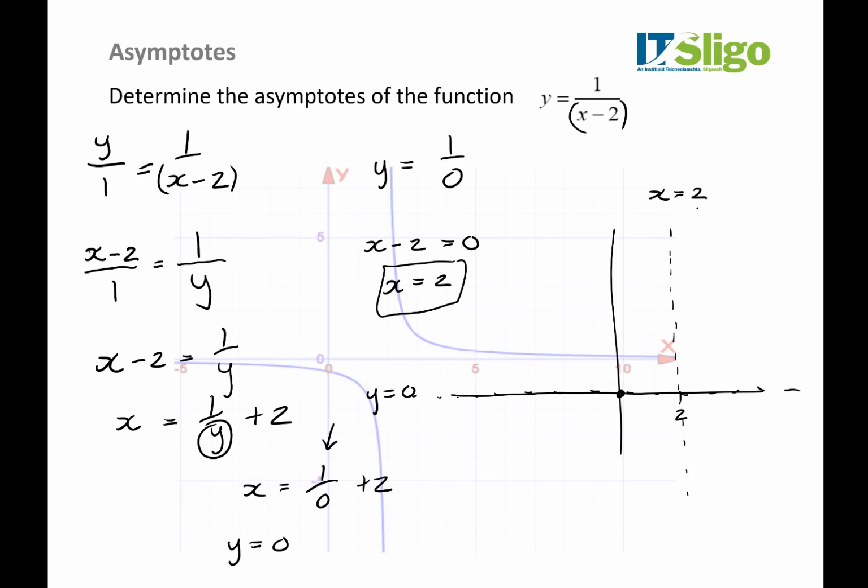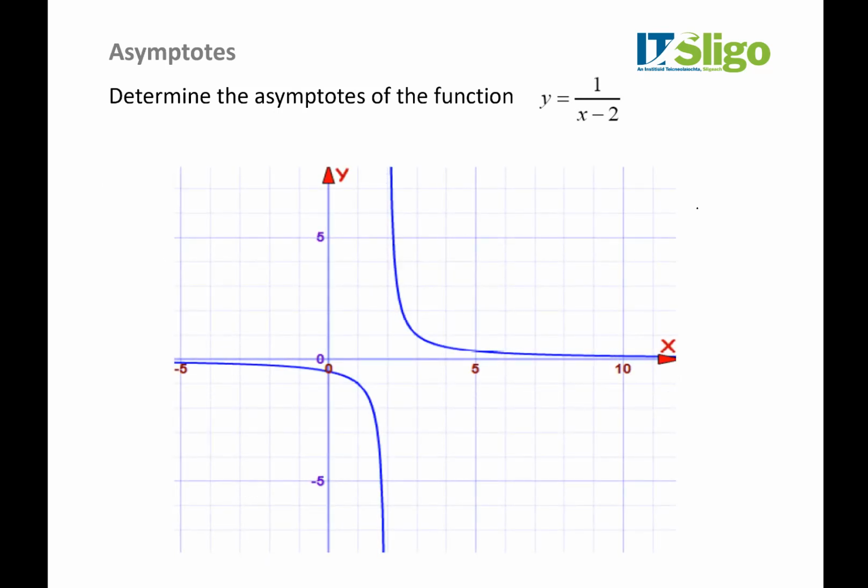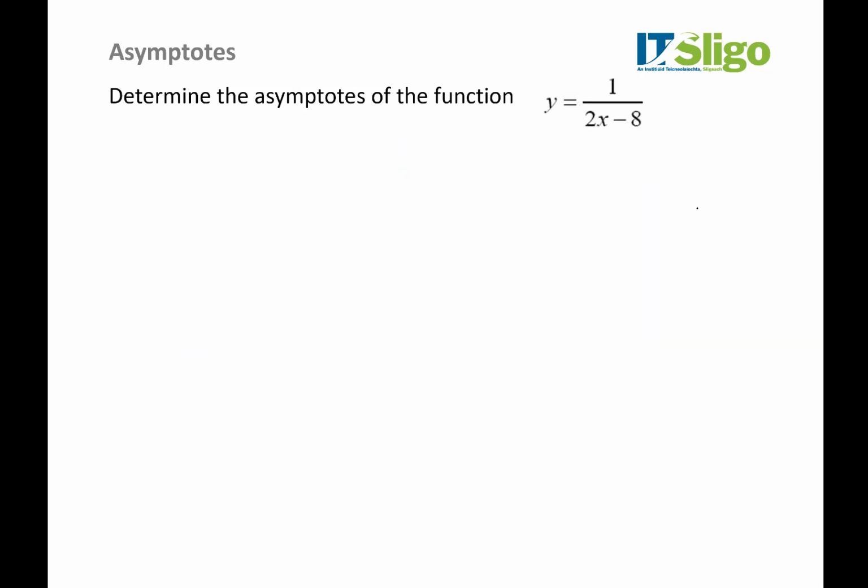I'll just go and bring in the graph. It's all a bit messy, so I'll tidy it up. Like I said, it's nice and easy when you have the graph and it's nice and pretty. So we'll take a look at another one. Find the asymptotes of the function here.